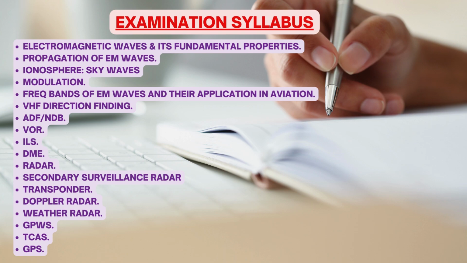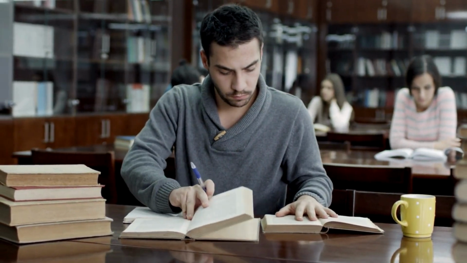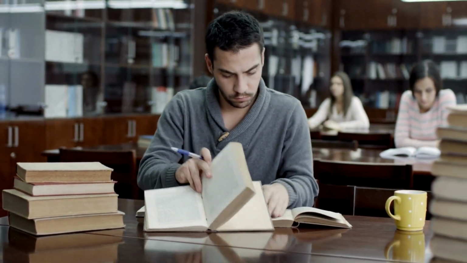Working principle of transponder and transponder codes. Doppler radar. Weather radar, working of a weather radar on board a commercial aeroplane. GPWS, that is ground proximity warning system. TCAS, which is traffic collision avoidance system. GPS, global positioning system.